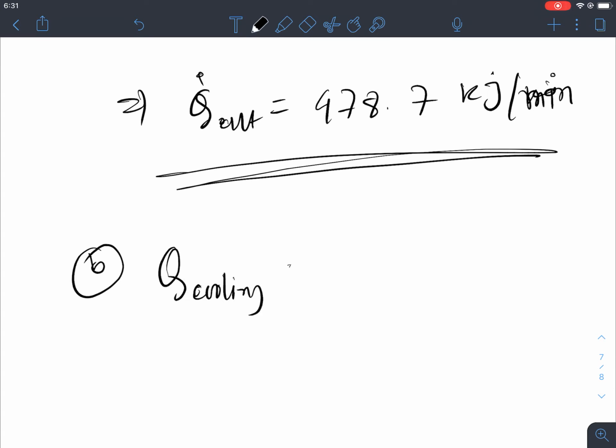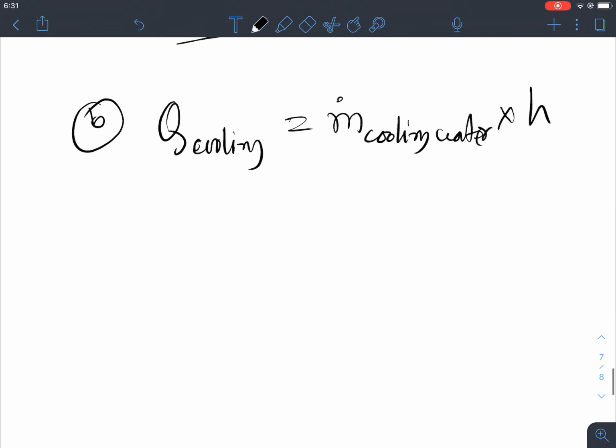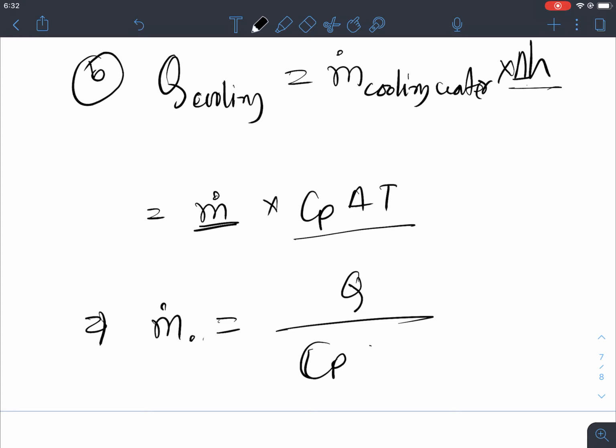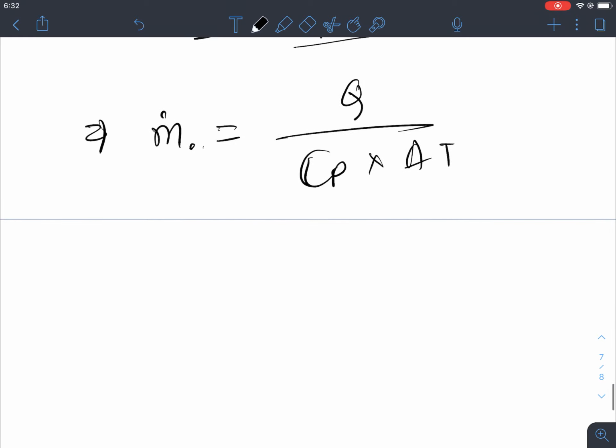Now this is the Q out, and then the cooling water, part B, is asking us for Q cooling, which equals mass of cooling water times the enthalpy change, delta H. So mass of cooling water times Cp times delta T, because instead of H we can write Cp times delta T. If we want to calculate the mass of cooling water, it equals Q divided by Cp times delta T.